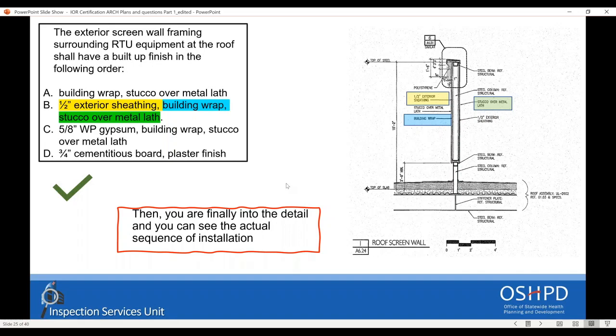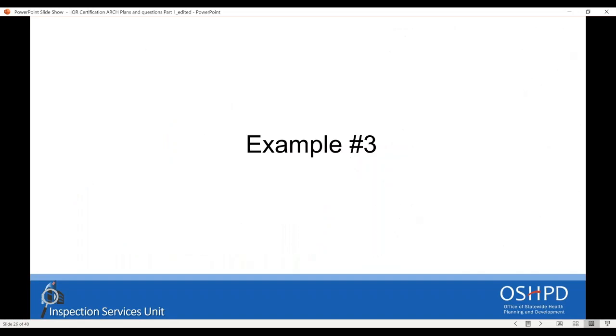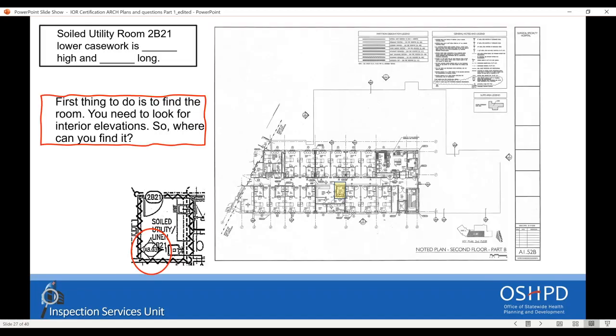Okay, no problem. I'll go with the other example. So this is example 3. Again, same process. I will go through the example. If you have any question, raise your hand and we will go through the open mic. So the question reads: soil utility room 2B21 casework is blank high and blank long. To reconnect to the prior question, you need to look only at 2B21. You don't look at other things. You just focus on 2B21. Where is 2B21? Remember, the first number identifies the floor, so it's the second floor.